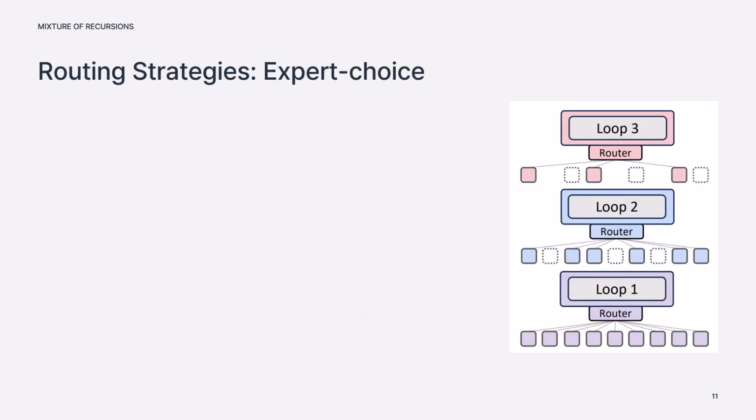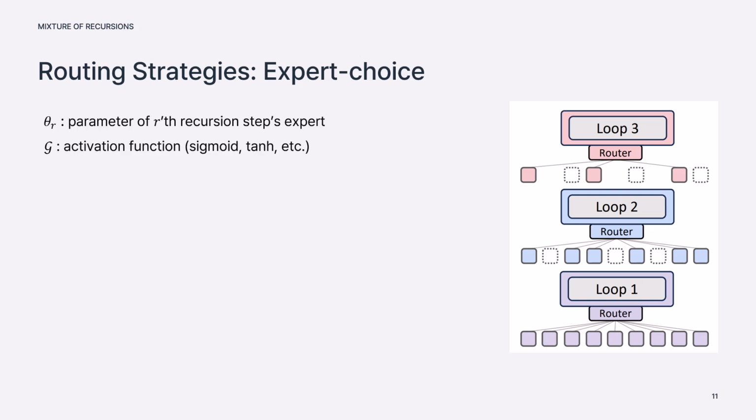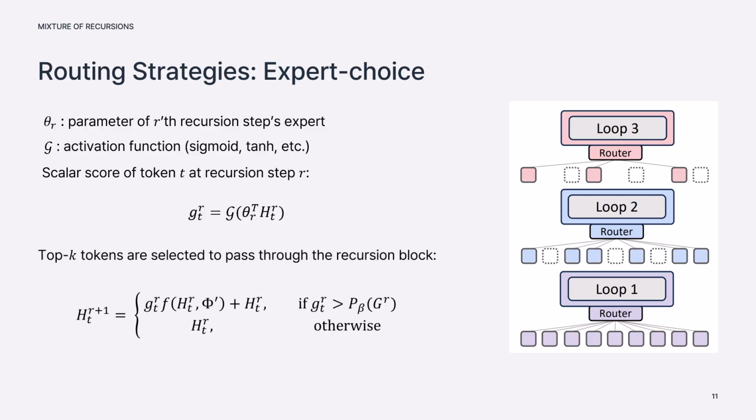MoR proposes two routing strategies to decide a token's recursion depth. The first one is expert choice routing. Each recursion step acts like an expert. At step r, the router computes a gate score for each token. Only tokens above a threshold get updated and proceed. Across steps, this yields a top-k cascade with progressively fewer tokens.